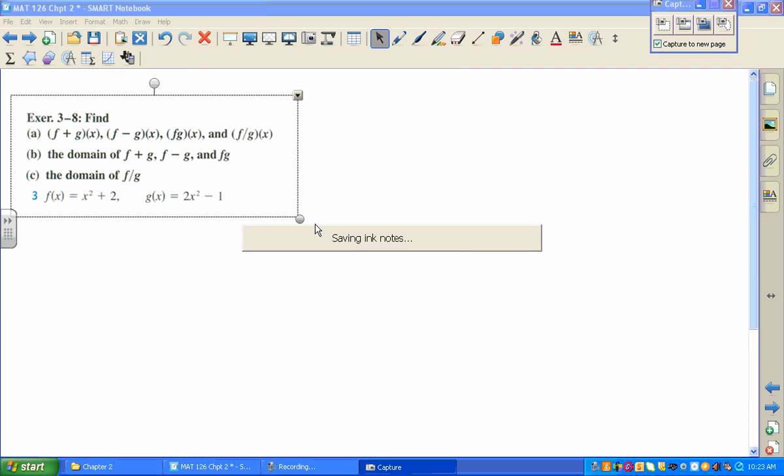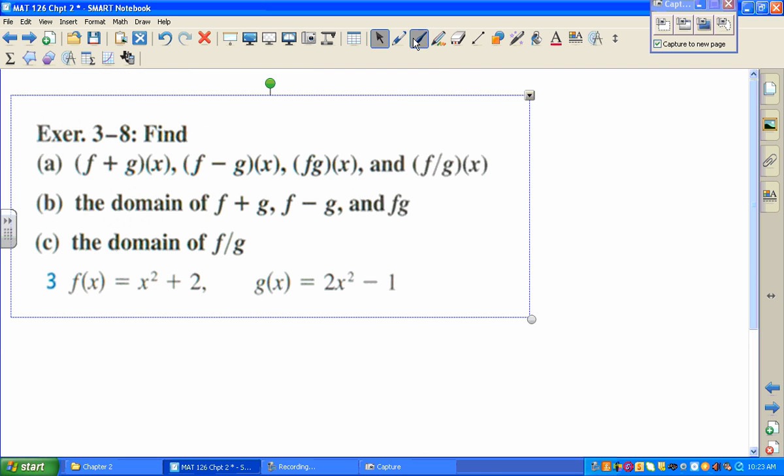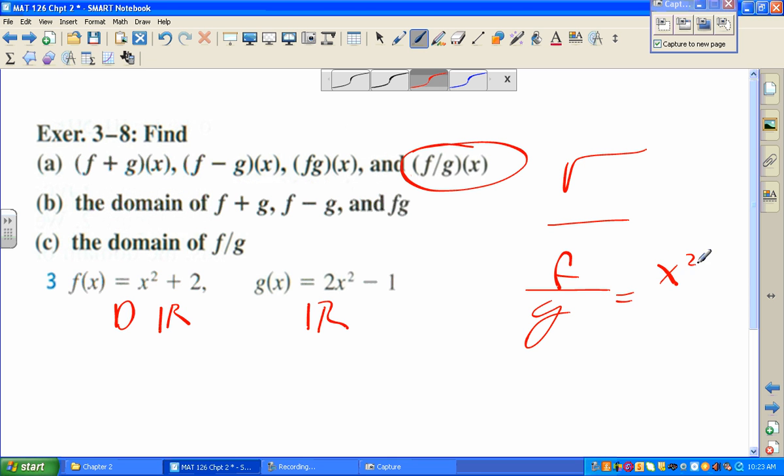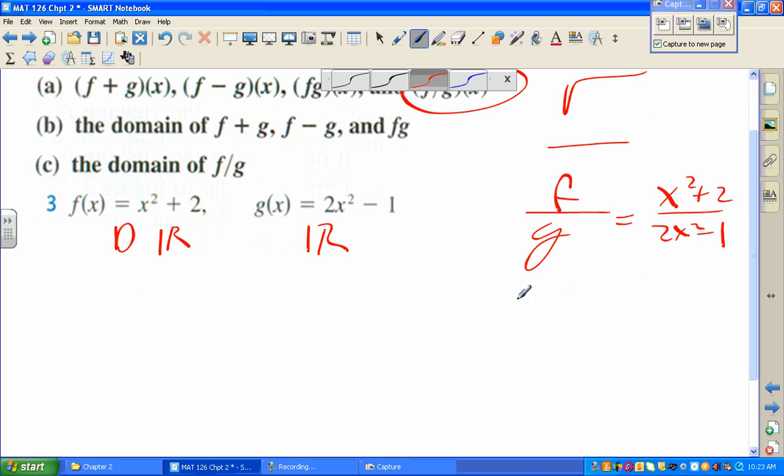All right, these are polynomials. Polynomials always have a domain of all real numbers, because they're polynomials. There's no radicals, there's no division, so you're going to have to watch out for that one. When you divide f by g of x, now you have a denominator that can't equal 0. So x can't equal plus or minus the square root of 1/2. Otherwise, you'll have a 0 in the denominator, and that can't be.